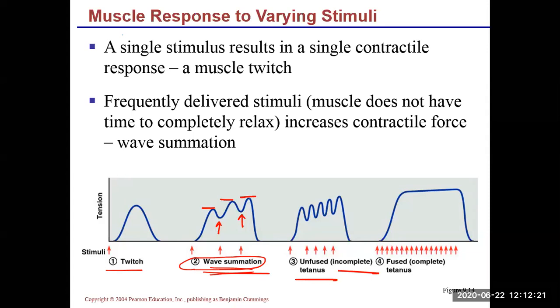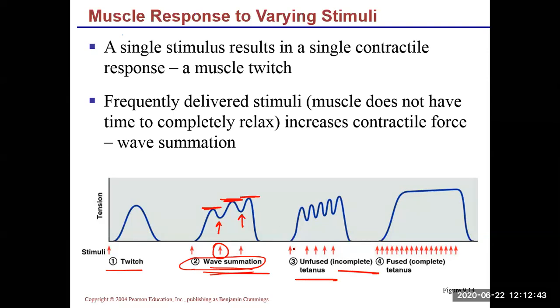In wave summation, the calcium is already there in the sarcoplasm, and it takes time for the calcium to keep pumping back into the SR and be removed. So when the second one comes in, more and more calcium is going to be available, and therefore there is a greater degree of contraction. That's why this one is higher than this one. Same thing goes with the next one. That's the difference between them.